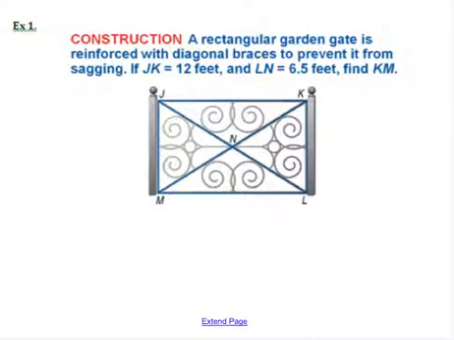So example 1, constructions. Right, a rectangular garden gate is reinforced with diagonal braces to prevent it from sagging. If JK is 12 feet and LN is 6.5, find KM. So they gave us two things. They gave us JK is 12 feet. They also gave us that LN is 6.5 feet.